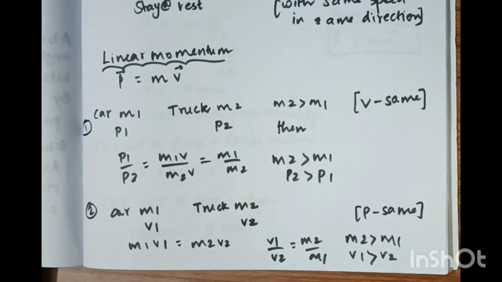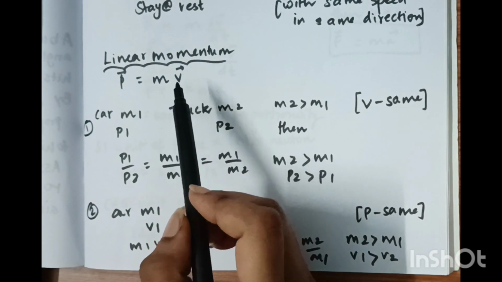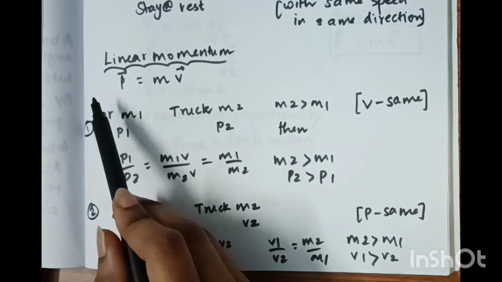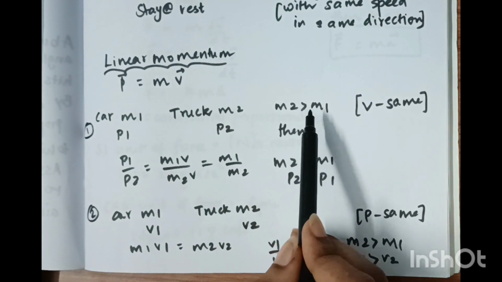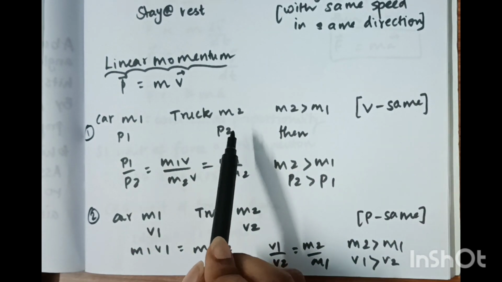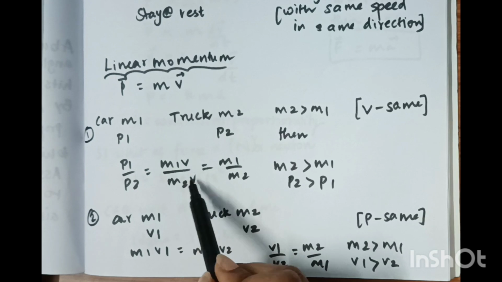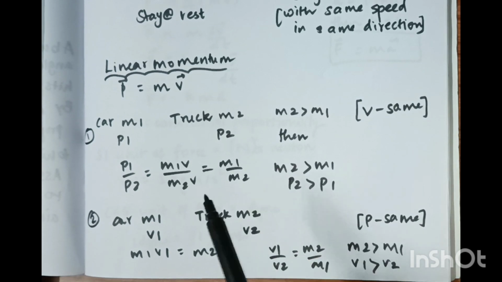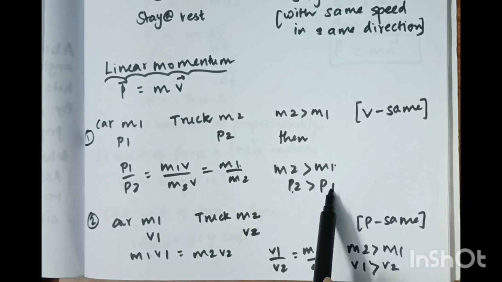Let us see about linear momentum. The product of mass and velocity of a body is called linear momentum. Now suppose a car of mass m1 and a truck of mass m2, where m2 is greater than m1, are moving with the same velocity. If P1 and P2 are the momentum of car and truck, then we can write P1 by P2 equals m1 v1 by m2 v2, and here velocities are the same. So P1 by P2 equals m1 by m2. We know m2 is greater than m1. If m2 is greater than m1, then P2 must be greater than P1.